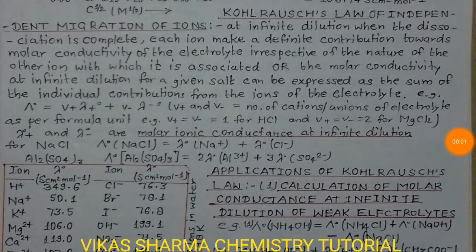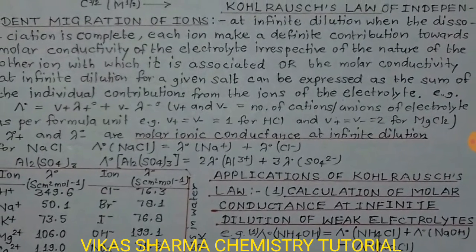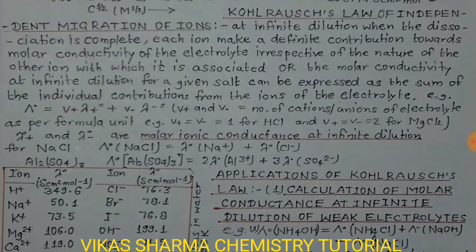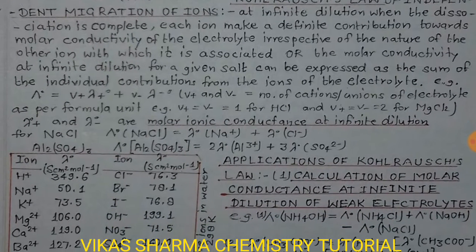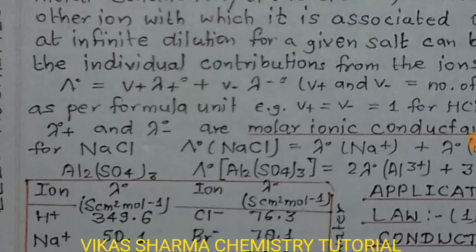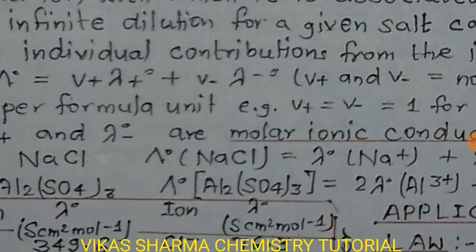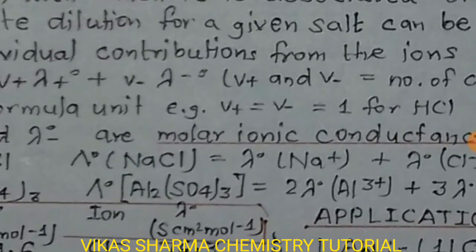Students, today's topic is Kohlrausch's law of independent migration of ions at infinite dilution. When the dissociation is complete, each ion makes a definite contribution towards the molar conductivity of the electrolyte, irrespective of the nature of the other ion with which it is associated. Or the molar conductivity at infinite dilution for a given salt can be expressed as the sum of the individual contributions from the ions of the electrolyte. For example, the molar conductance is the sum of the positive ion molar conductance and the negative ion molar conductance.